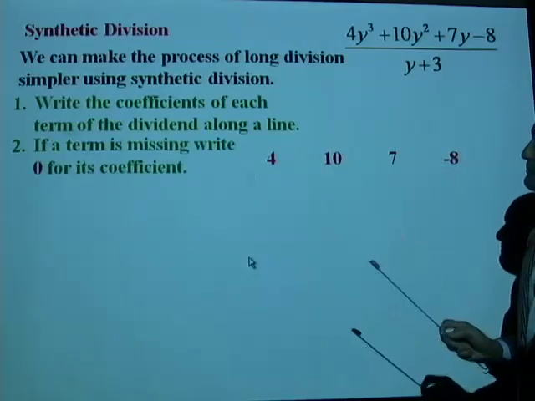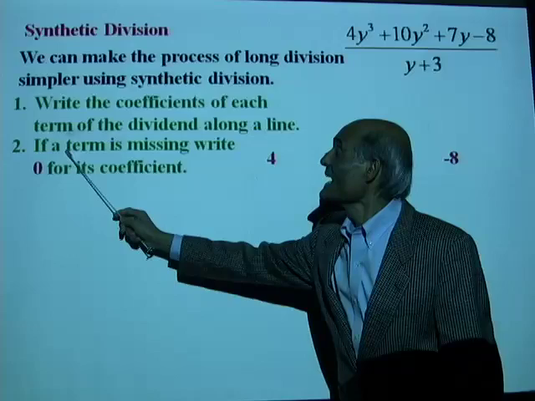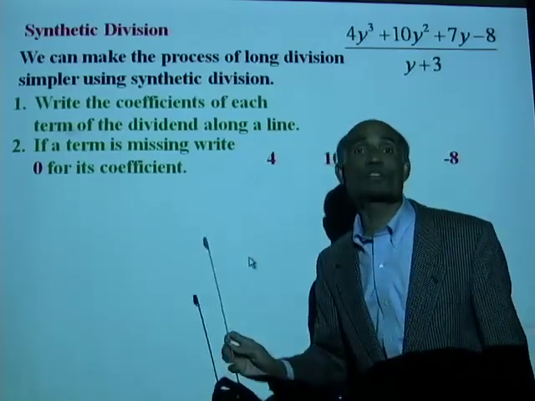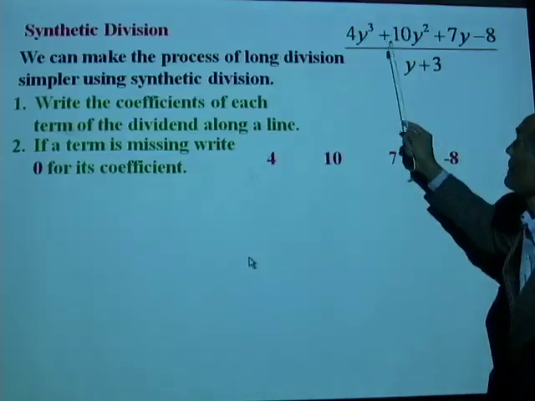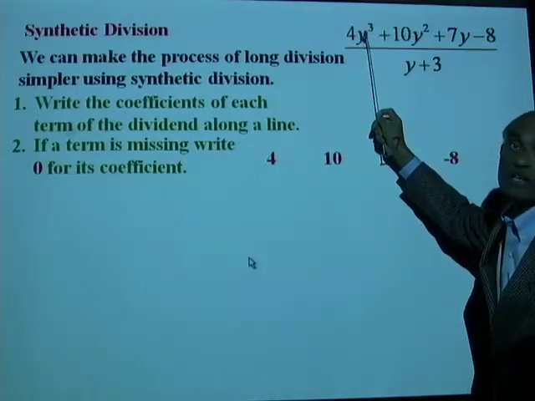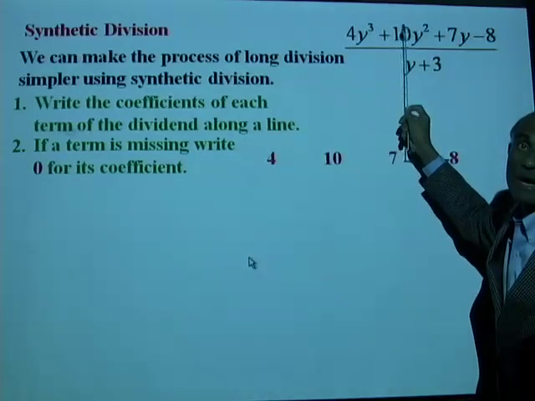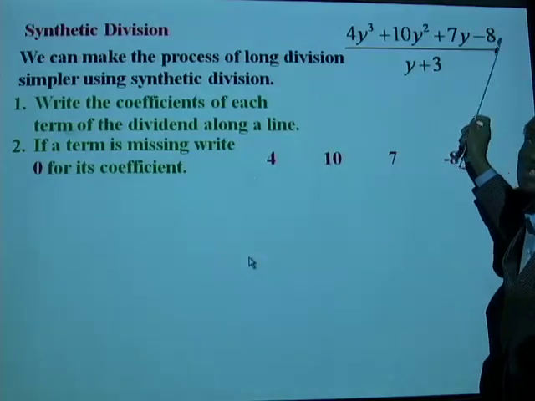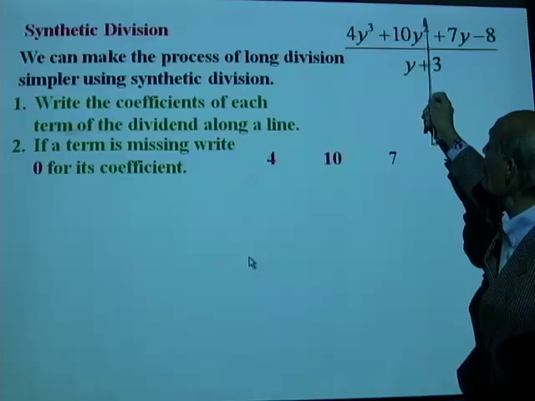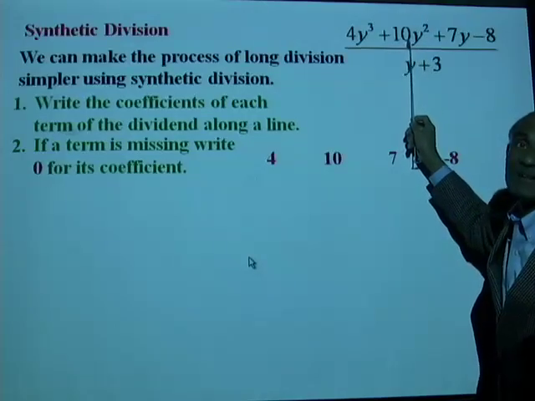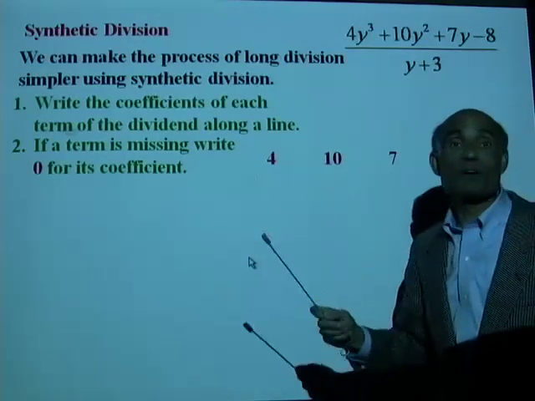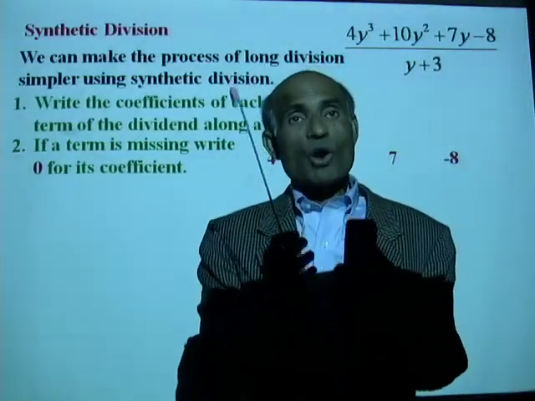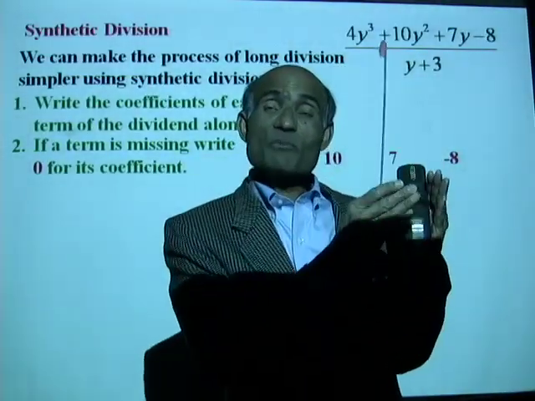What's the next step? If a term is missing, write 0 for its coefficient. For example, we have a y cubed term, and the next term is y squared, then y and a constant term. Suppose this y squared term is missing, then the coefficient of that will be 0. In fact, we must account for all the terms starting from the top.